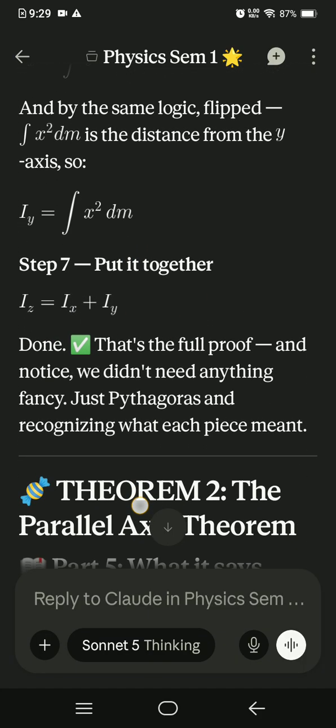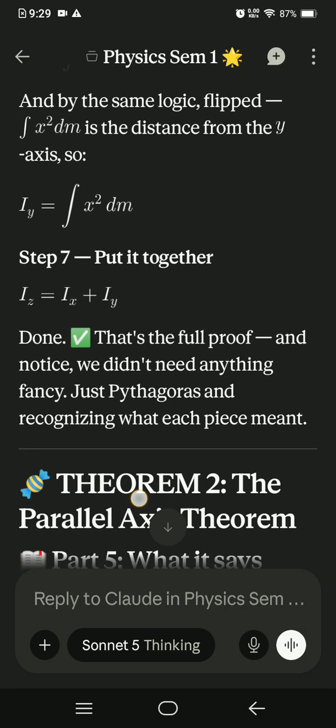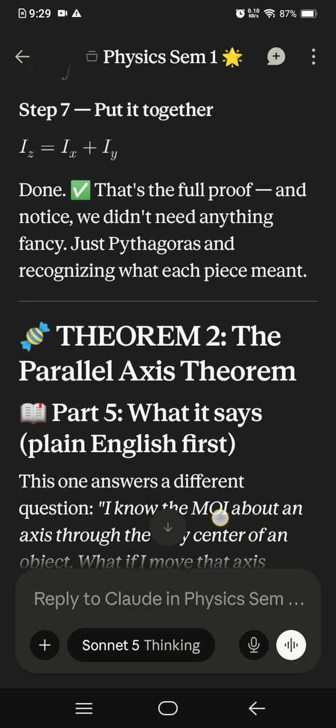That's the full proof. And notice, we didn't need anything fancy, just Pythagoras and recognizing what each piece meant. This was pretty simple actually.